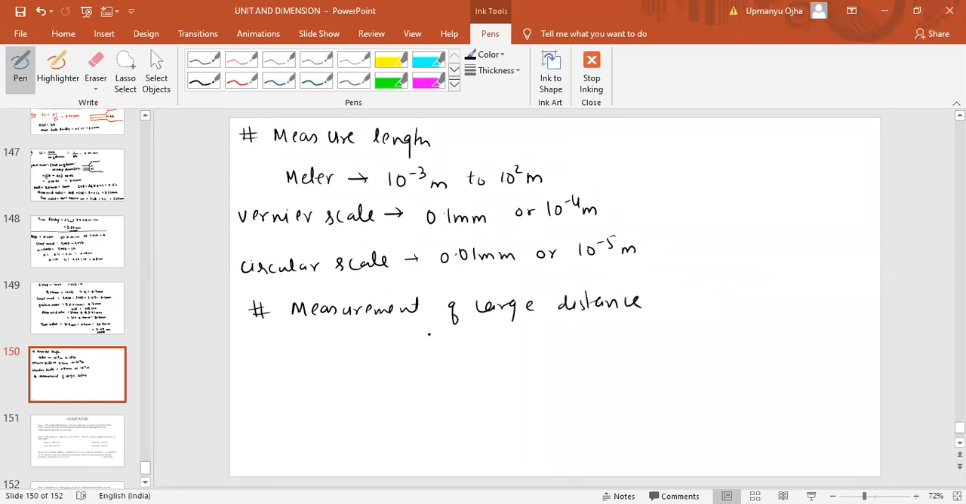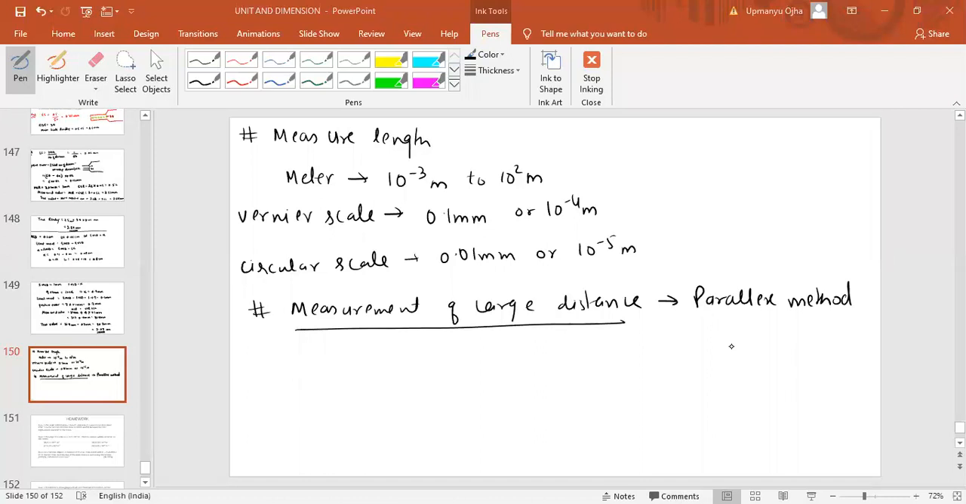To measure large distances, we use the parallax method. Now, what is the parallax method? A circular scale, screw gauge, and micrometer are all the same thing, just different names for the same scale. To measure very large distances, we use the parallax method.